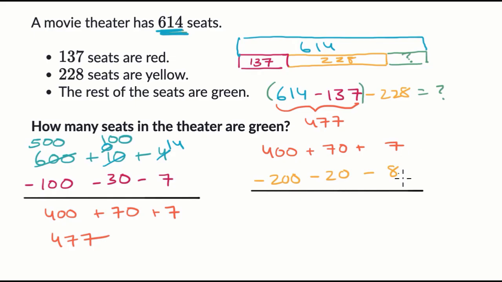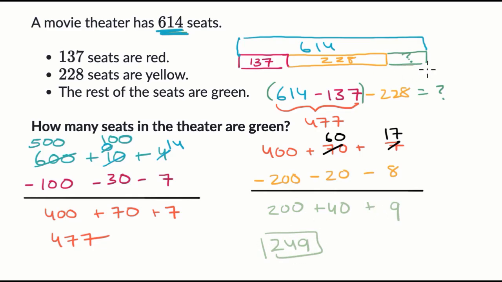Well, same idea. I can't subtract 8 from 7, so let me take 10 from the tens place. So if I take 10 from here, this becomes 60. And I put that 10 here, this becomes 17. And so 17 minus 8 is 9. 60 minus 20 is 40. And 400 minus 200 is 200. So I have 200 plus 40 plus 9. That is 249. And I should have made this bigger if I wanted to actually make it to scale. But that's how many of the seats are actually green.